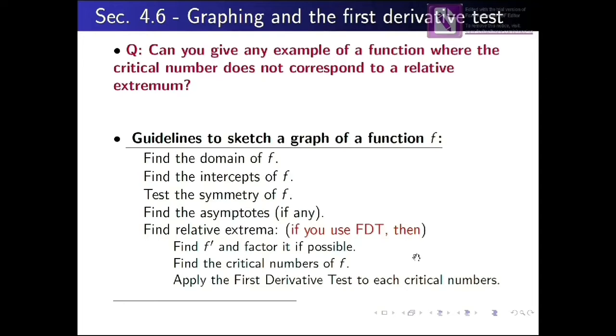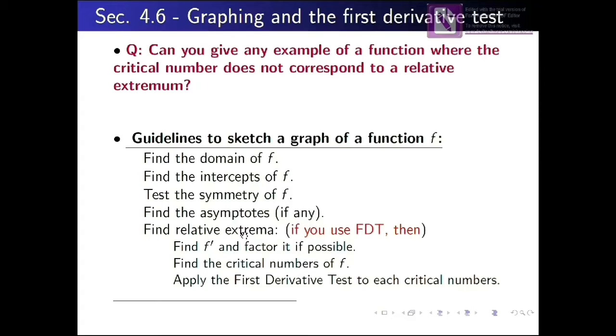So here we have a guideline to sketch a graph of a function f. First we need to find the domain of f, then find the intercepts of f. We have two types of intercept, x and y. Then we need to test the symmetry of the function f, if it is symmetric about the x-axis or about the y-axis. Then we need to find the asymptotes, if any.